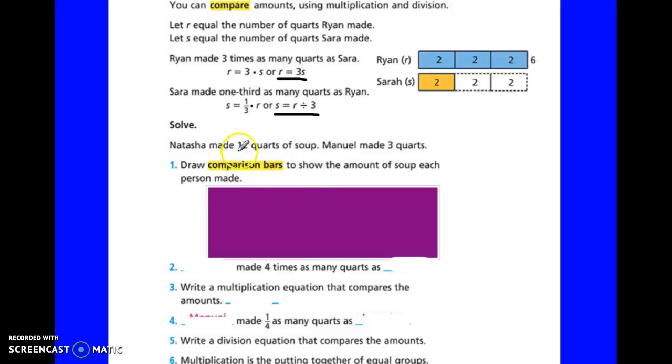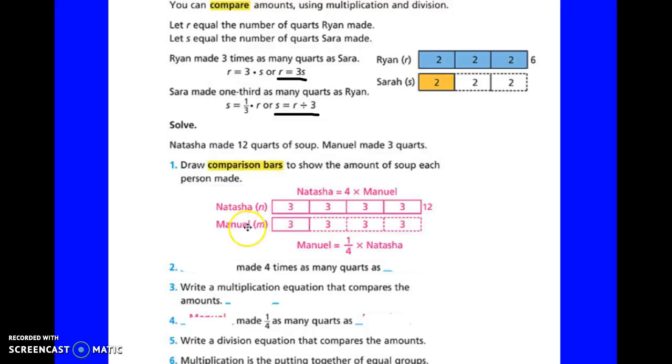It says Natasha made 12 quarts of soup, Manuel made 3 quarts. Draw comparison bars to show the amount of soup each person made. Remember what I said earlier, I always look at the smallest number and I start by drawing that bar first. Manuel is the smallest number, and he only made 3 quarts. I'm going to reveal this, and we'll see how they drew it out.